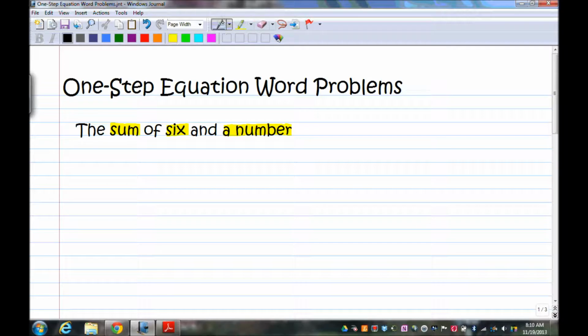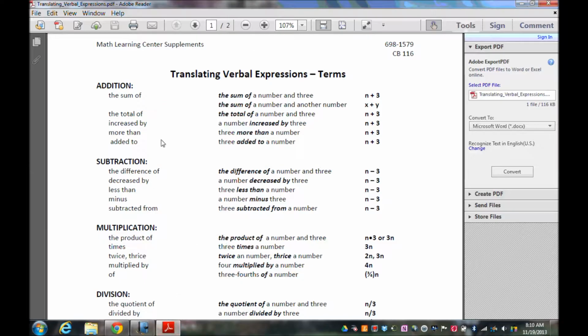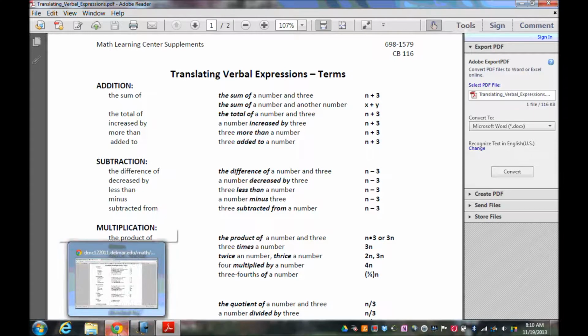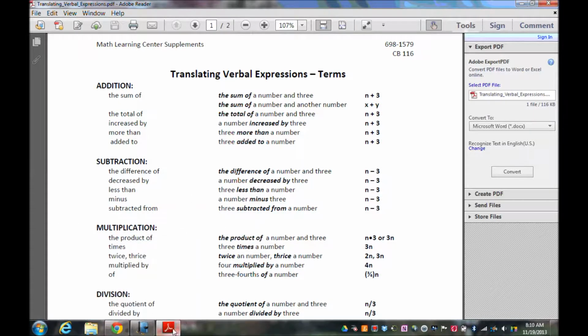So we're identifying it, saying, well, what is it? A sum means addition. 6 is obviously a number, the number 6. And then when you say a number, that's telling you the variable. So if you were to write this, as x plus 6. That is the sum of a number, x, and 6. I'm going to give you a sheet later. That's going to show you what some of these things mean in a sentence.